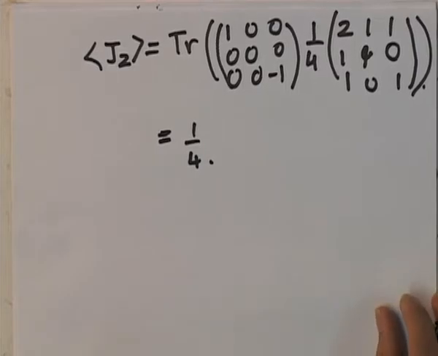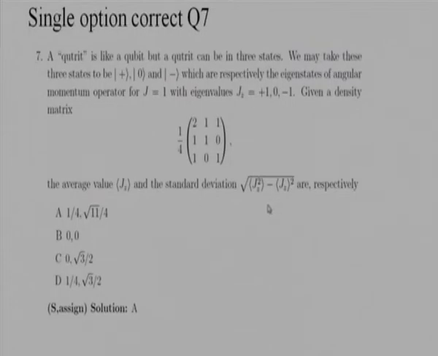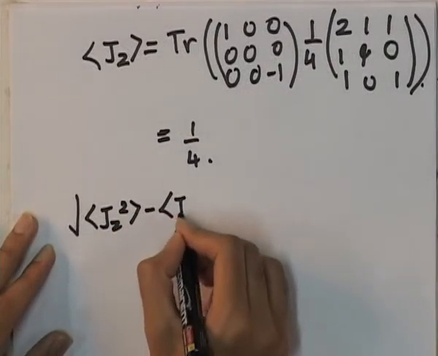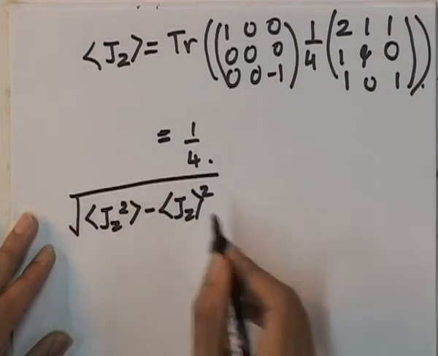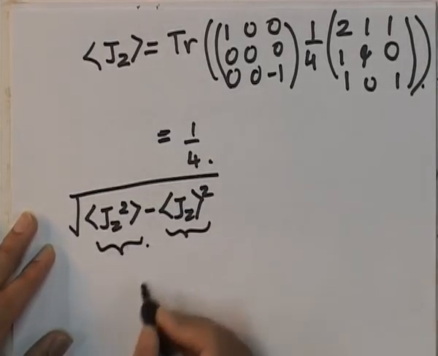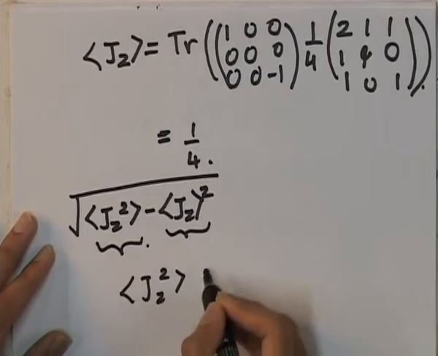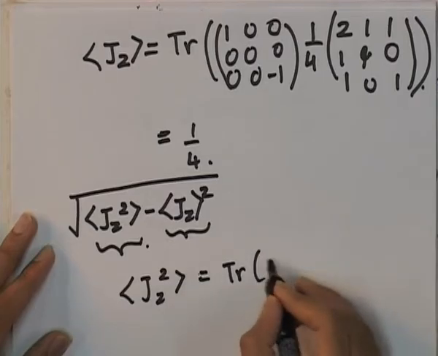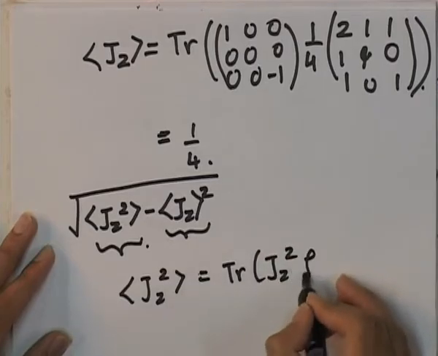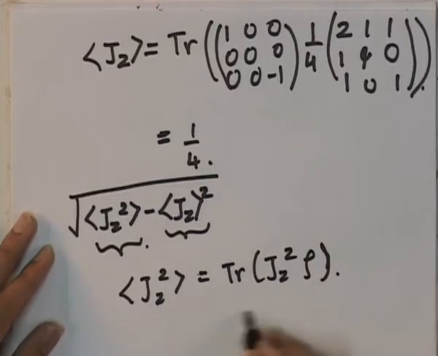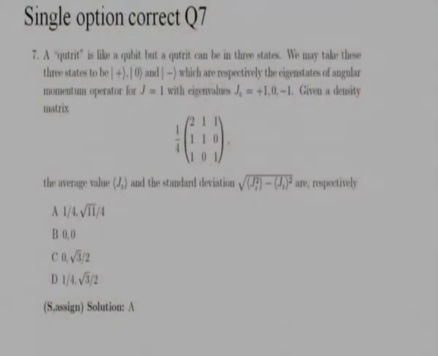The next part of the question is, what is the standard deviation? And the standard deviation is given by this. Now we have already calculated this quantity. All we need to do is calculate this quantity. Again, this is just another operator. So we have the expectation value of Jz squared equal to trace of Jz squared times rho. Both rho and Jz have been provided, and this simple calculation gives the answer root 11 by 4. So the correct answer is option A.